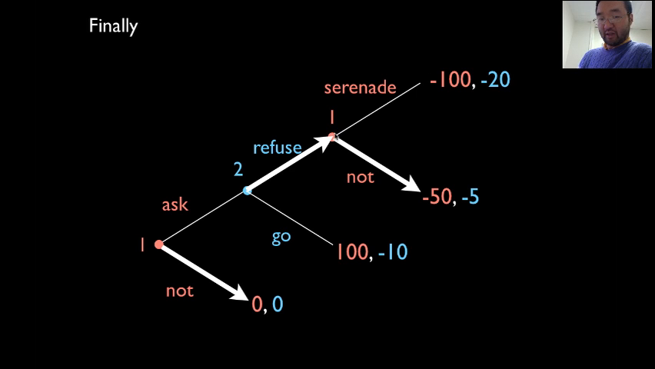So the way to think of it is this, right? 1's threat of serenade is not going to work. It's not credible. Given that, 2 is not going to go. 2 is going to say, well, I know you're not going to serenade me. That's just all talk because you would be so embarrassed. You would never do that. Therefore, I'll refuse. And then given that, 1 says, oh, I'd rather not have asked in the first place. I just won't ask. 1 chooses not because 0 is bigger than this minus 50.